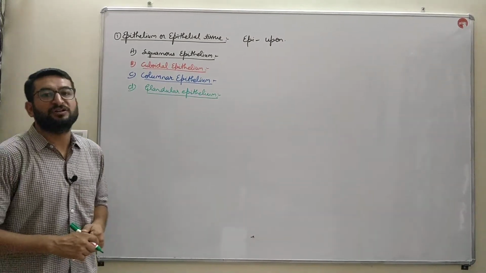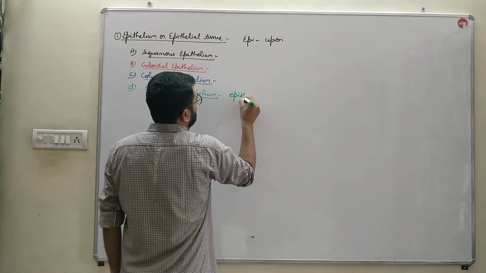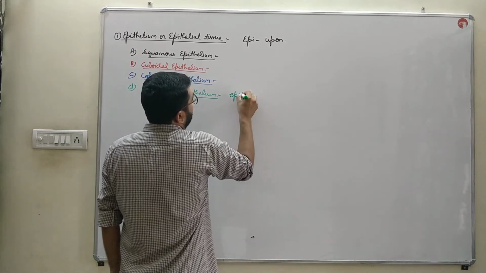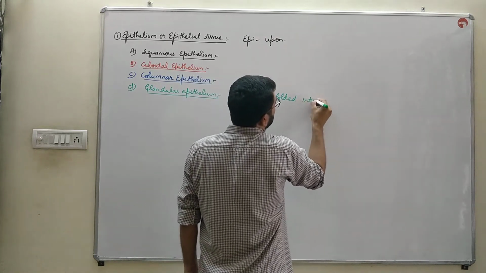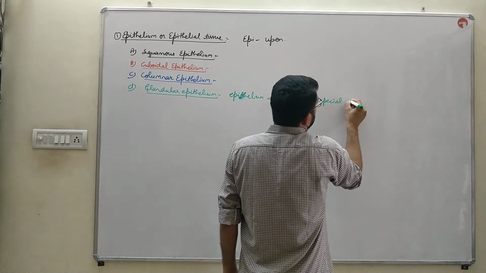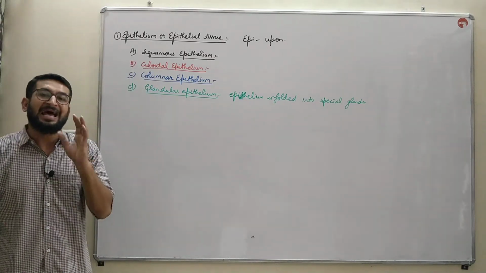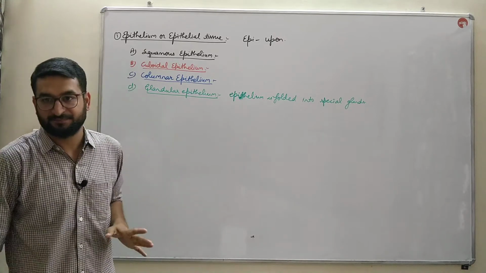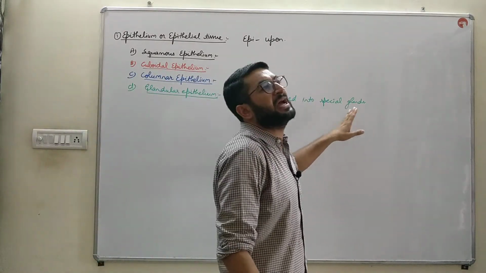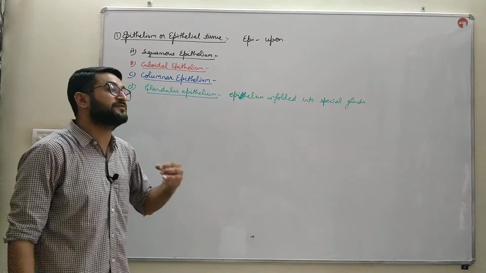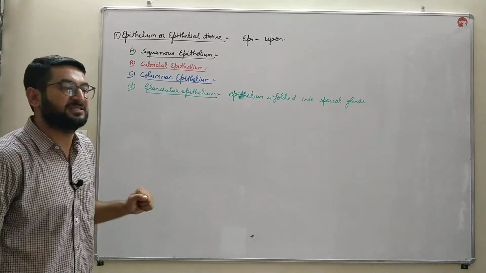The fourth kind of epithelial tissue is glandular epithelium. Epithelium is often folded into a special kind of glands, a special kind of organs which secrete certain chemicals, and those chemicals help in the growth and development of an animal. So, what is the function of the glandular epithelium? It forms special organs known as glands, and glands perform the function of secretion of chemicals which help in the growth and development of an organism.